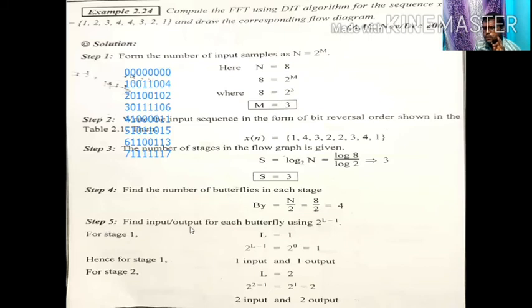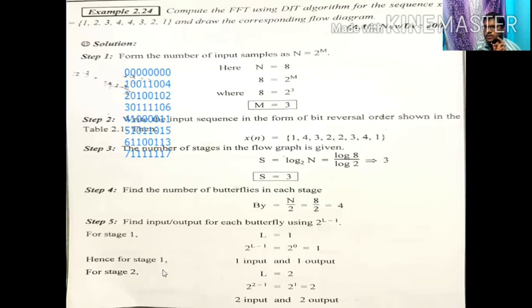Here we find the input and output of each butterfly using this condition, 2 to the power of L minus 1. For example, stage 1 requires one input and one output. How do we say that? Based on this condition: L equals 1, so 2 to the power of L minus 1 becomes 2 power 1 minus 1, which is 2 power 0. Anything to the power 0 is 1. So in this stage, it requires one input and one output.